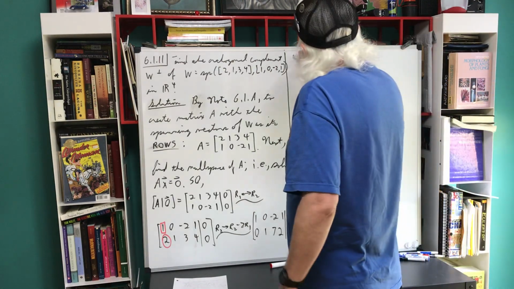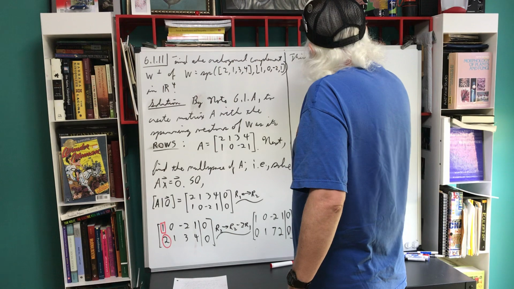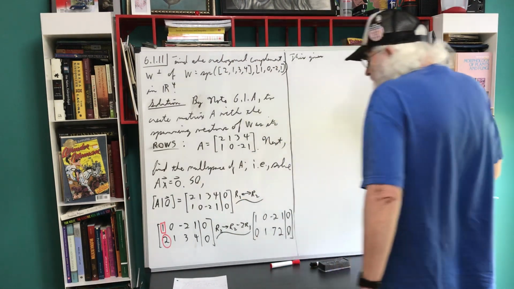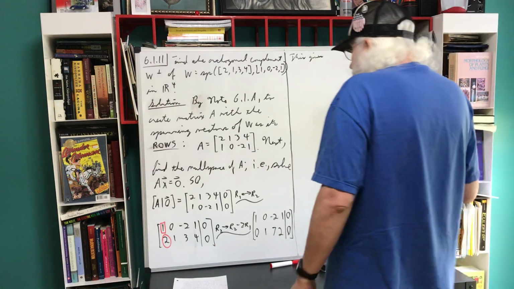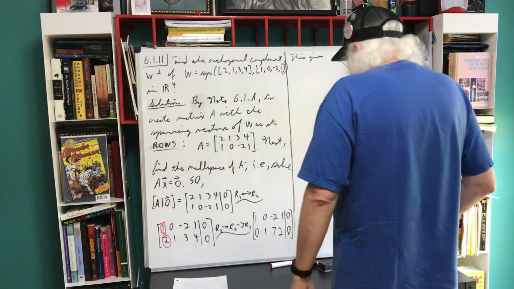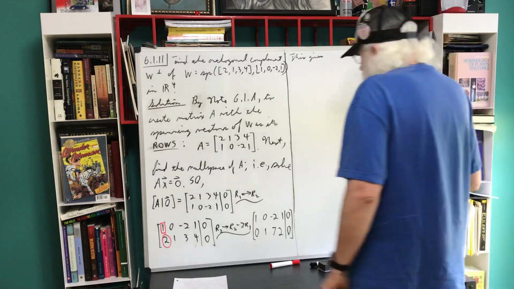So this gives, so we're trying to solve a homogeneous system of equations. Of course, there's a solution. Looks like we've got 2 pivot-free columns. I think we'll have 2 free variables.